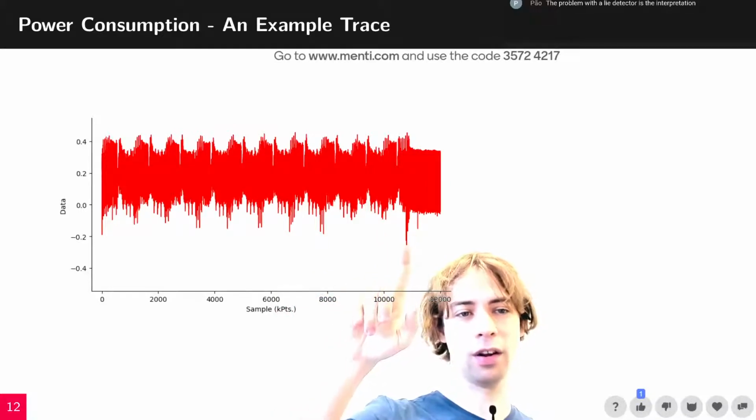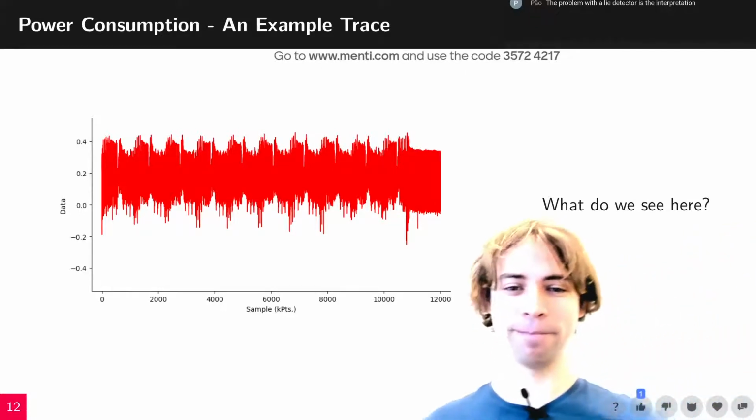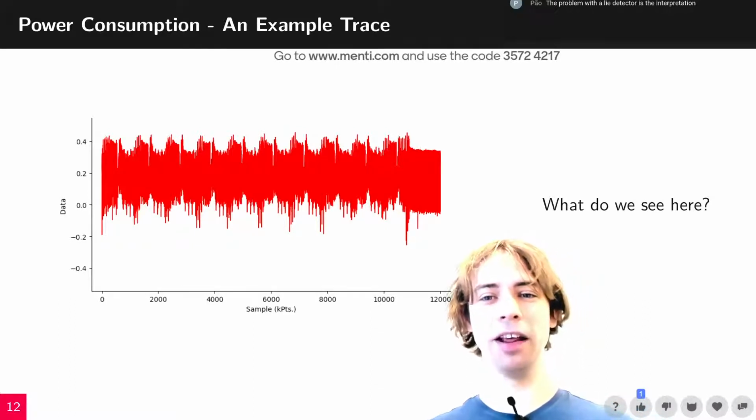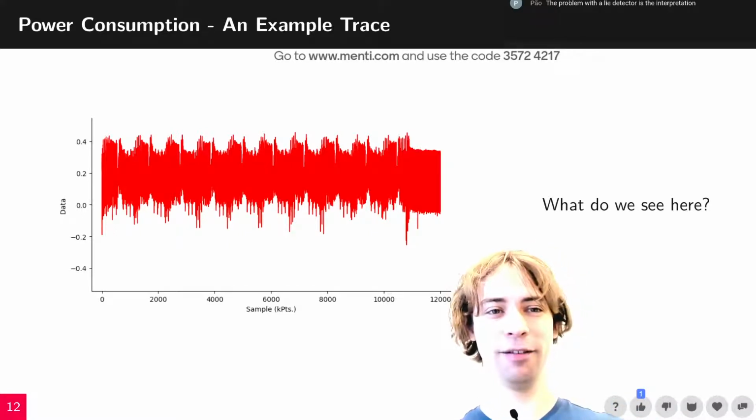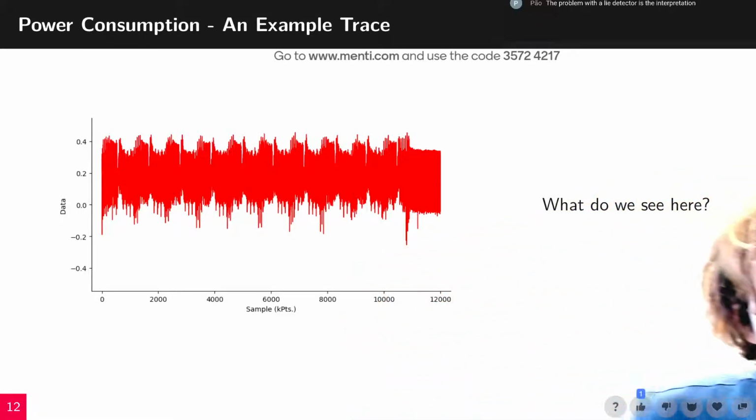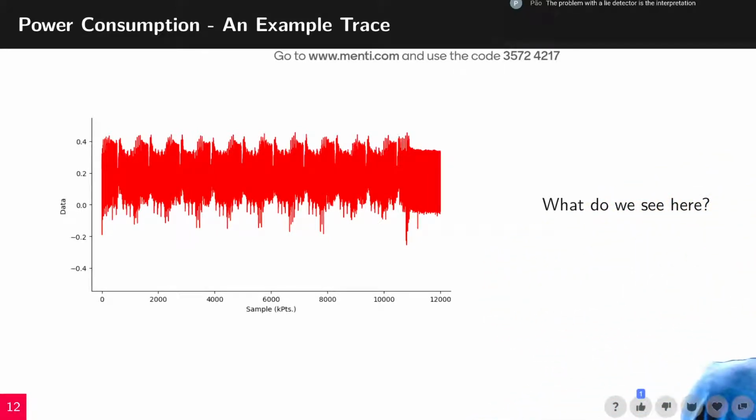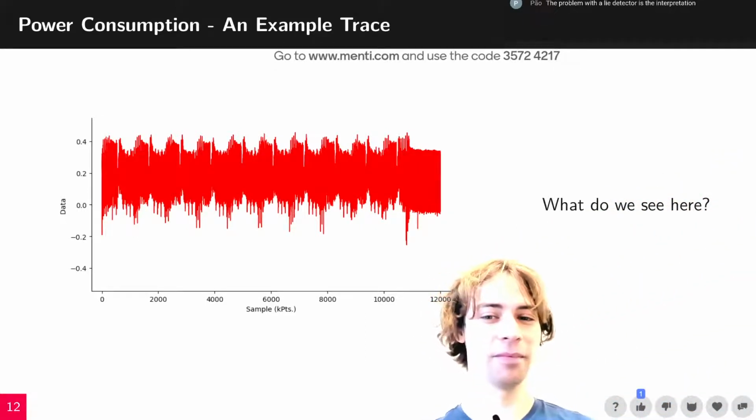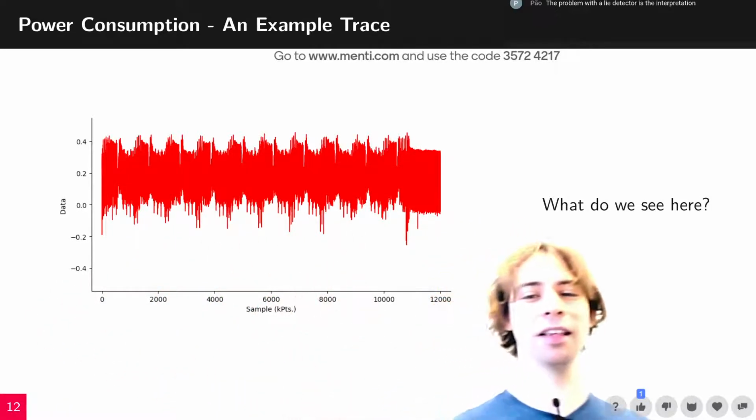And then this is different. What do we see here? 10. It's a power trace for a crypto algorithm. Which crypto algorithm is it? If you have a suspicion what it is, then just write it in the chat and I will check whether you got it correct. A crypto algorithm that 10 times does something that looks very similar every time.